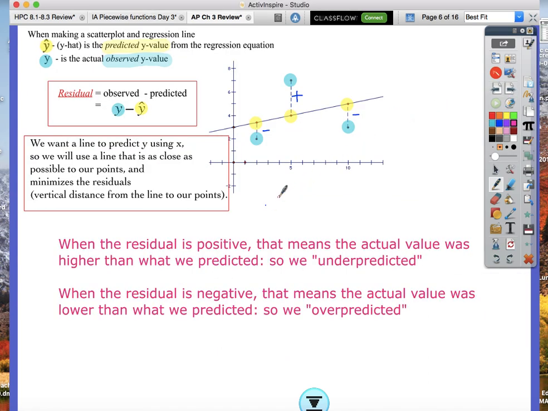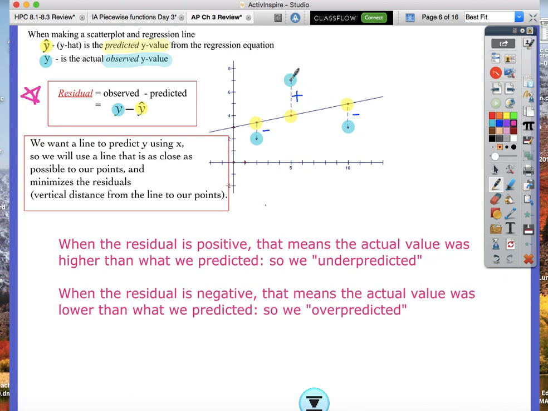Okay, residuals. Here's your formula. A residual is your observed minus your predicted. Observed is y, predicted is y hat. The predicted are on the line. That's what your line is doing, making predictions. The actual observed values might be above the line or below the line.